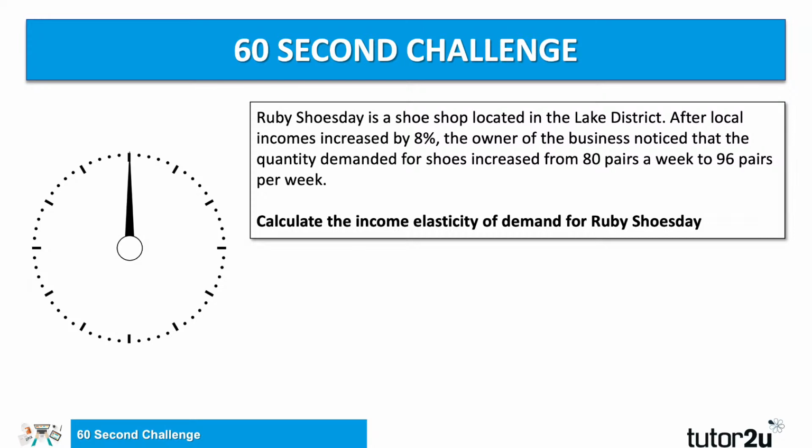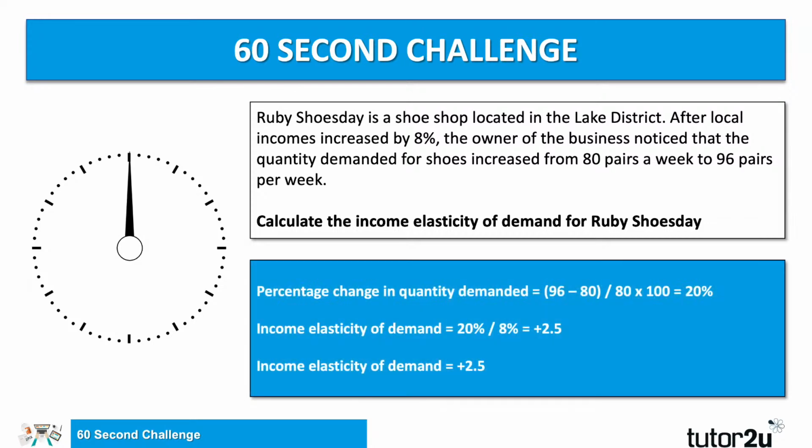So we've got some information there. We've got the income's increased by 8%. We've got the increase in quantity demanded. The first thing you would need to do is work out the percentage increase in quantity demanded. You need that in order to calculate the income elasticity of demand. So there are a few answers. Now, there's an answer that is sort of correct. It's not 100% correct. And I'll reveal why when Jim reveals the answer.